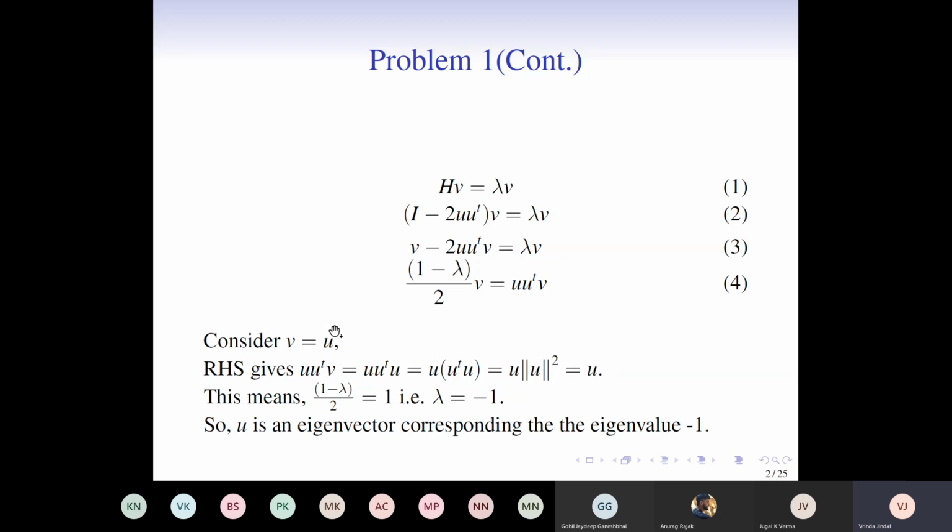Now an n cross n dimensional matrix will have n eigenvalues. Among those n eigenvalues, they can be repeated.